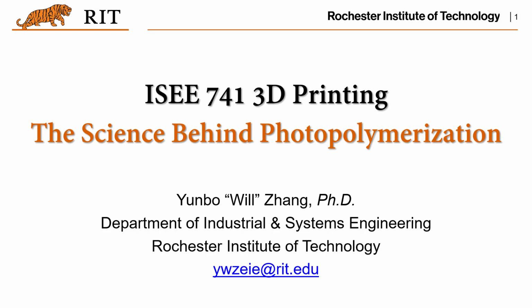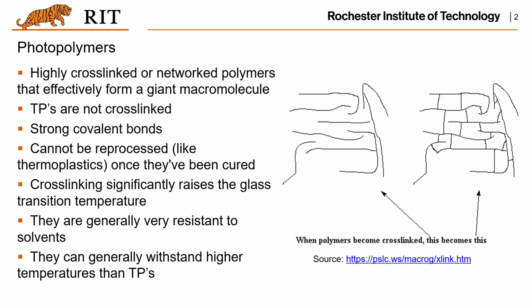So let's talk about the science beneath the photopolymerization process. So the photopolymers are cross-linked. From this figure, you can see the difference between a cross-linked polymer versus a non-cross-linked one. On the left-hand side, as you can see, those polymer chains are not bonded to each other. They're not linked to each other. They're just like spaghetti or noodles, right?